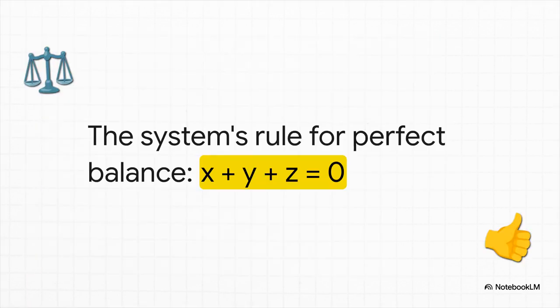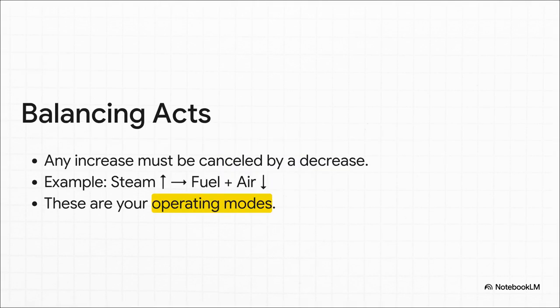That's it. And here is the golden rule for that stable state. Any tweak you make to steam, which we'll call x, fuel, y, and air, z, they all have to cancel each other out. They have to add up to 0. Think about it. If you push one way, you have to pull another way to keep that stool from tipping over. Now here is where it gets interesting.